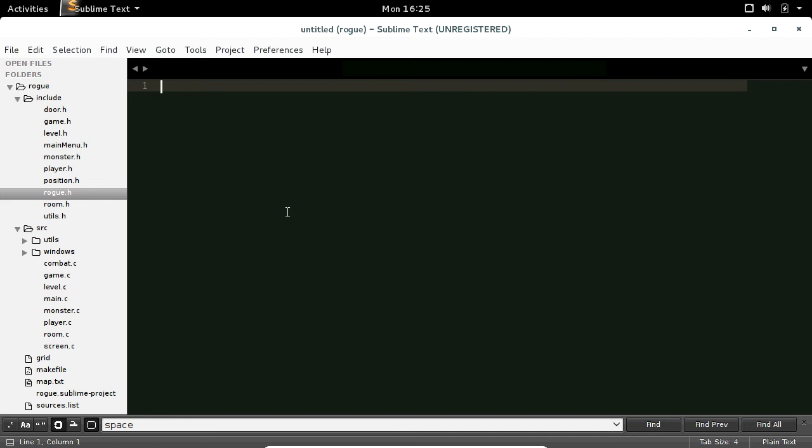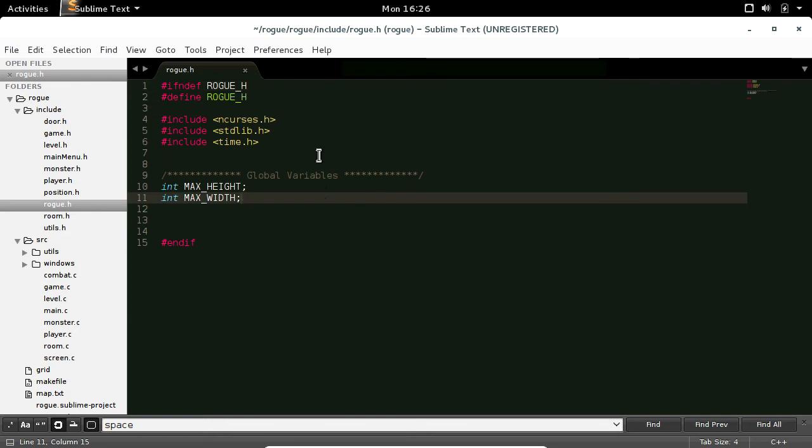Before we continue with our rogue project, I've gone ahead and made a few changes. If you remember our rogue.h file, we had everything in there. We had all our function declarations. We had all our structs. I mean, everything was in there. Well, no more. I've gone ahead and pulled pretty much everything out of that rogue.h.